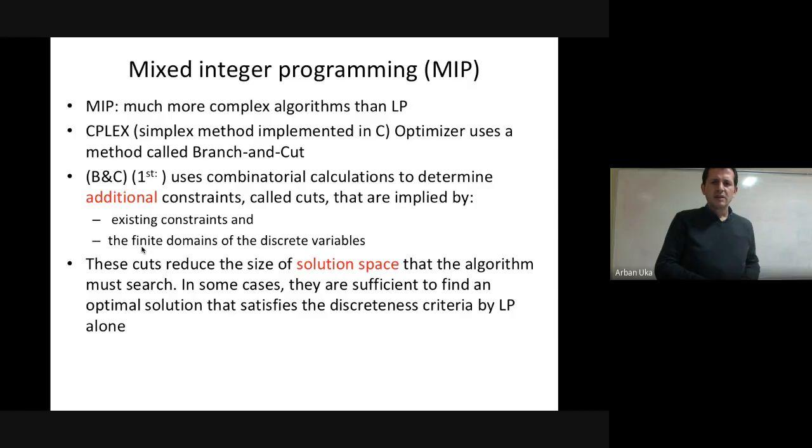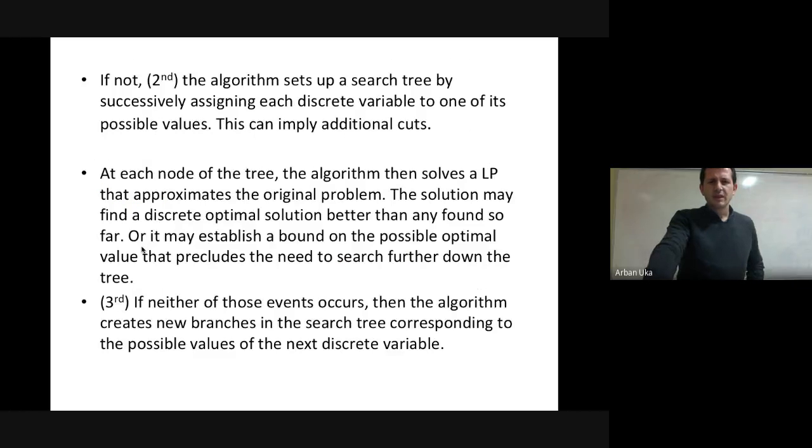The combinatorial calculations can be used to determine the additional constraints, called cuts, which are implied by existing constraints and the finite domain of the variables. These cuts reduce the size of the solution space that the algorithm has to search. Now, the algorithm can set up a search tree by successively assigning each discrete variable to one of the possible values. This can imply additional cuts. Maybe I can give an example later.